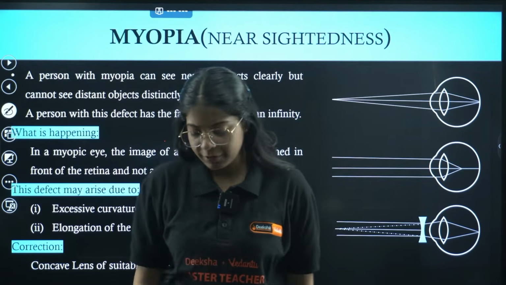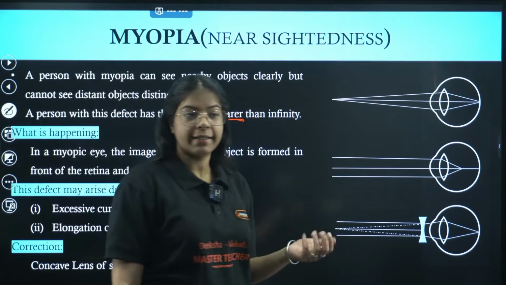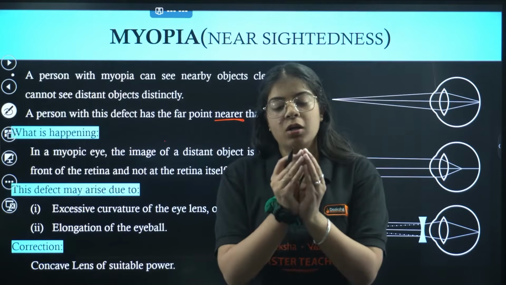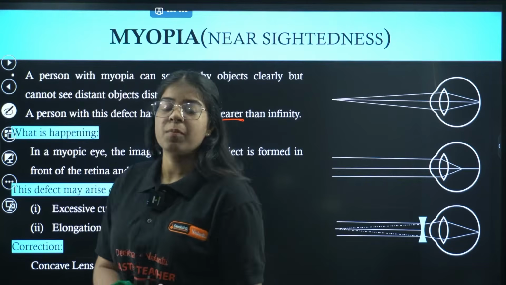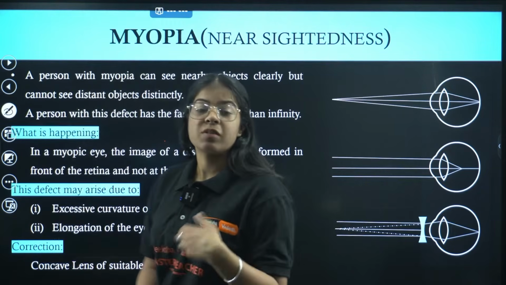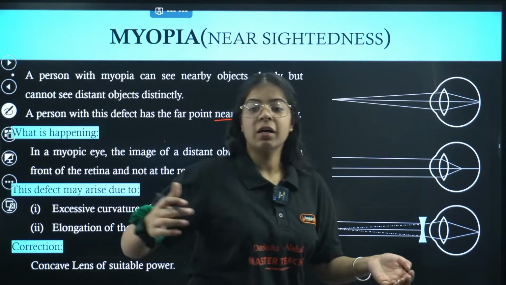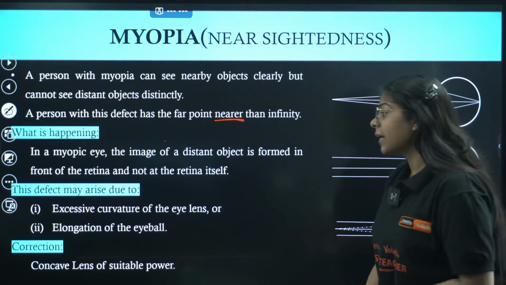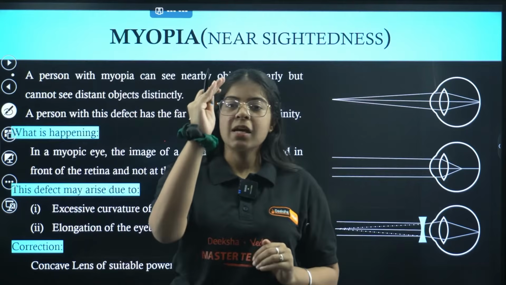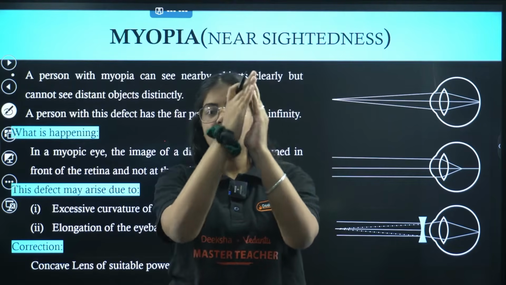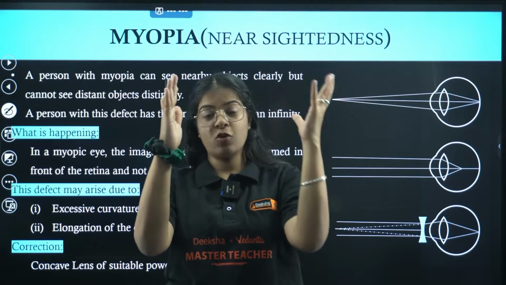Now, why does it happen that the image starts forming in front of the retina? Maybe your eyeball got enlarged. It can get enlarged due to multiple reasons. Some are unknown, some may be because of some accident or something. So, first, excessive elongation of the eyeball. Second, excessive curvature of the eye lens. If the eye lens was focusing light on the retina, but its curvature increases, the focal length will decrease.